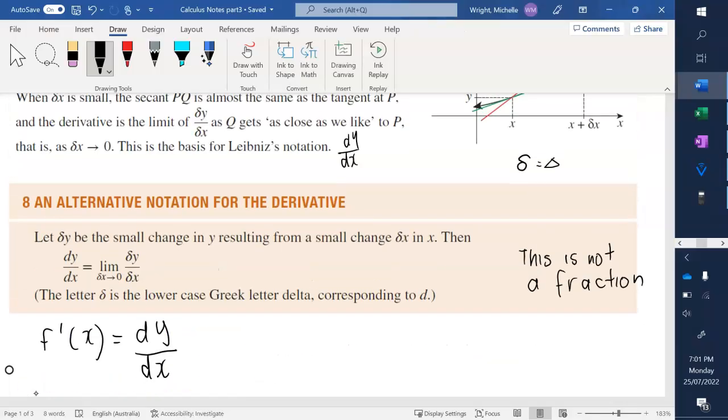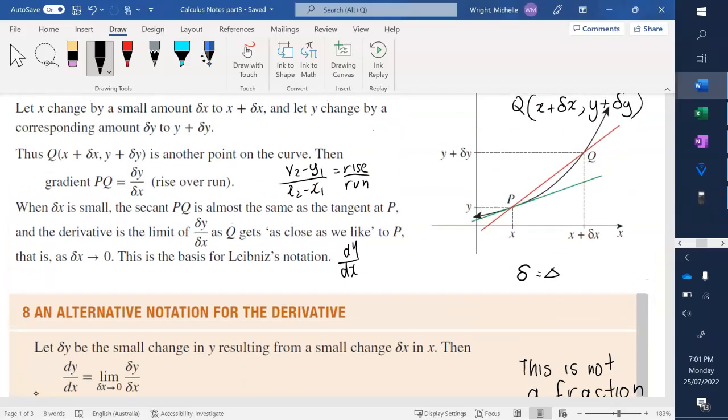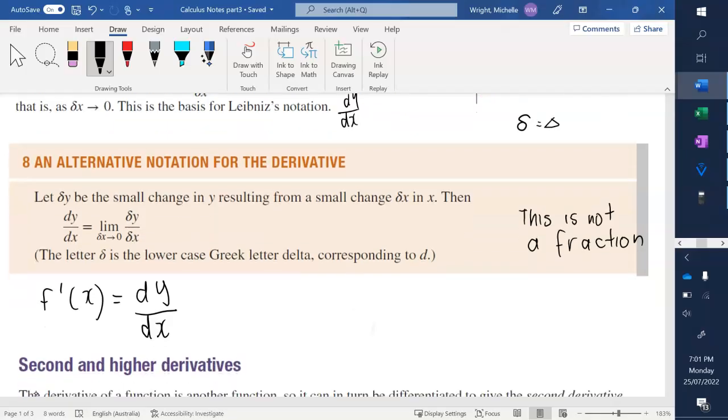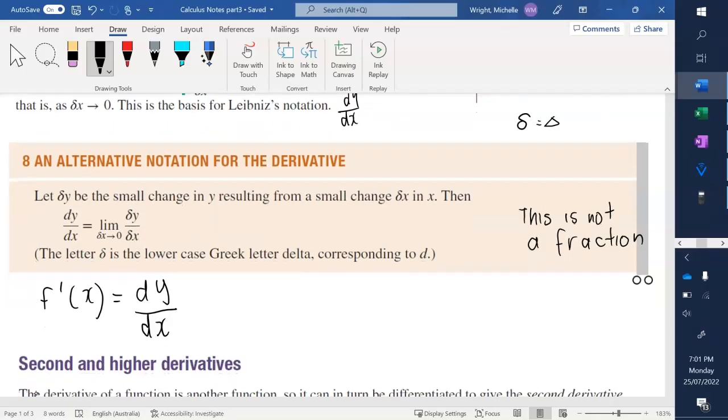If delta y is a small change in y resulting from a small change in x, then we can write dy dx as the limit of delta x going to 0 of delta y over delta x. So this dy dx is what we've worked out up here, okay? It's the gradient of this green tangent at P. We're going to write it as dy dx because we're not going to write the limit part each time. But this dy dx is not a fraction, okay? So be very careful about that. It's a change in our y over a change in our x.